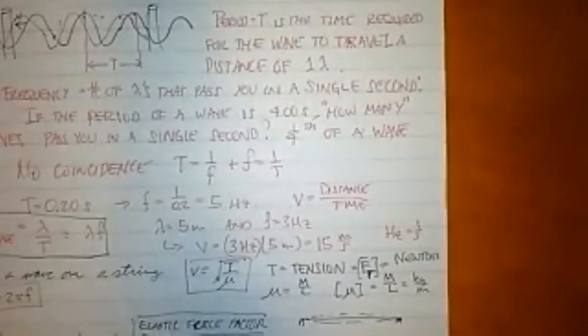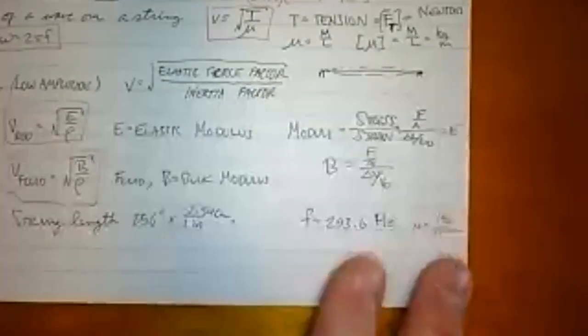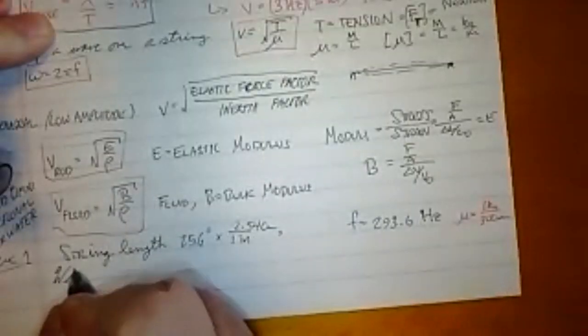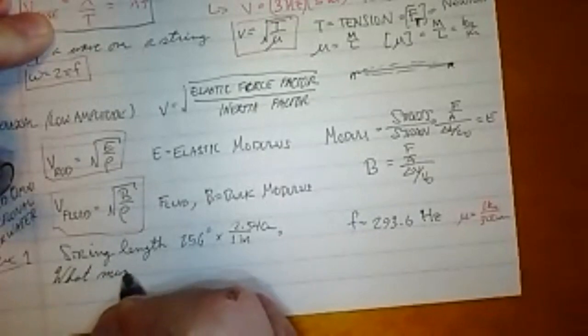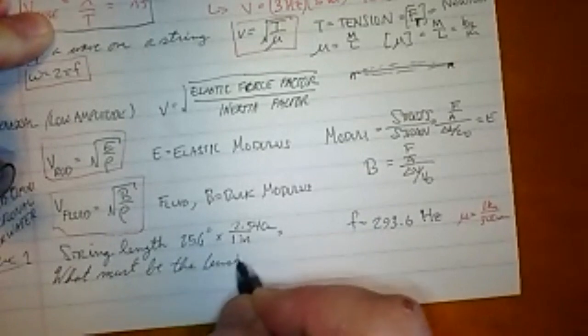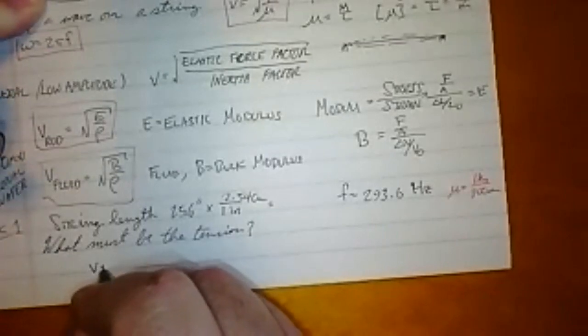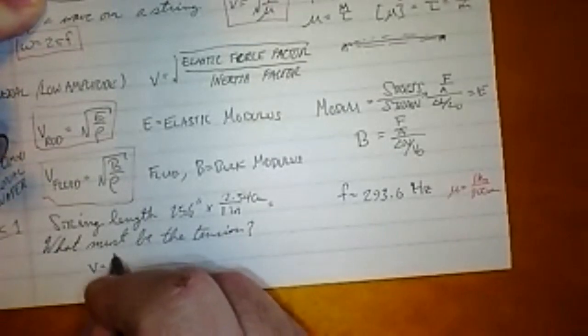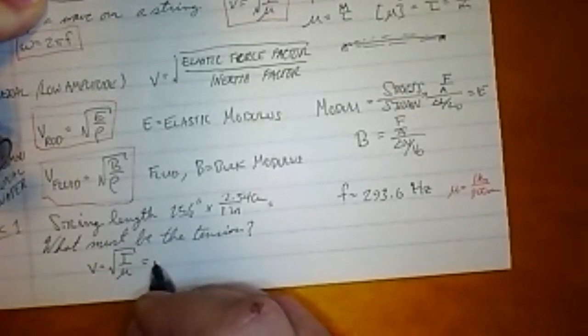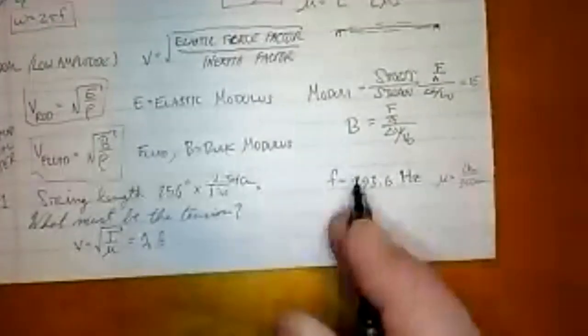Now that's not necessarily an accurate figure, but I know it should be pretty darn small, on the order of 0.00. So if I use that, what I'd like to know is what tension must be the tension. So we know that the velocity is going to be equal to the square root of the tension divided by the mass per unit length. And we know that the velocity is also equal to the wavelength times frequency.